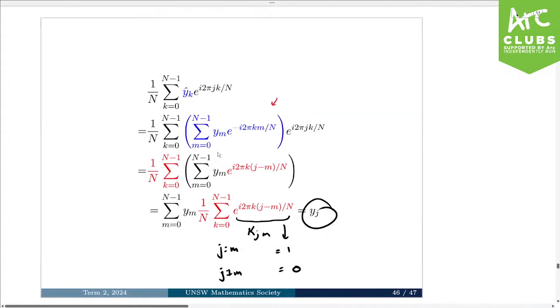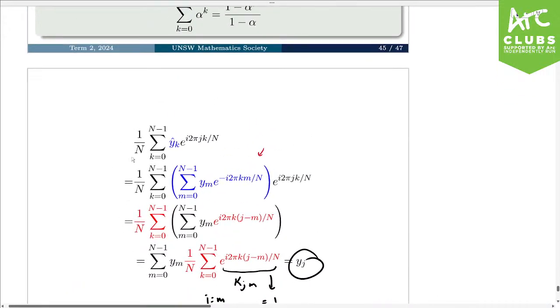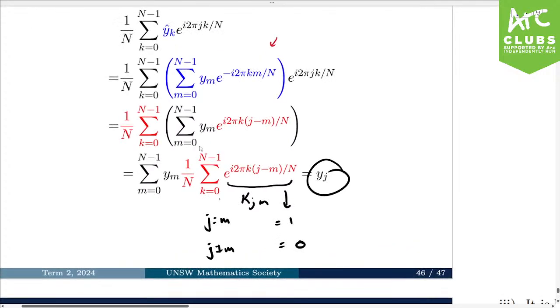So the main idea here is first switching these sums and producing a term that gives 1 if you have the right index, and 0 if you don't have the right index.